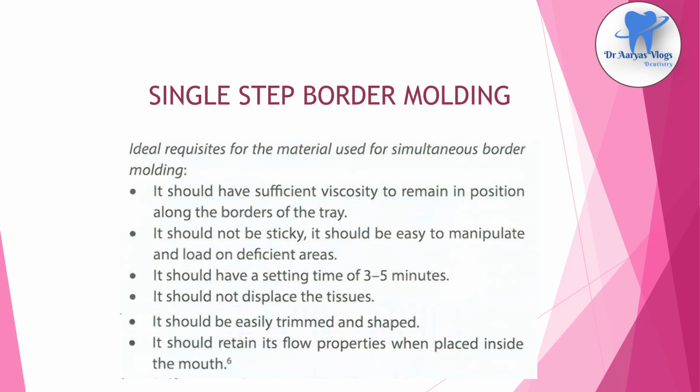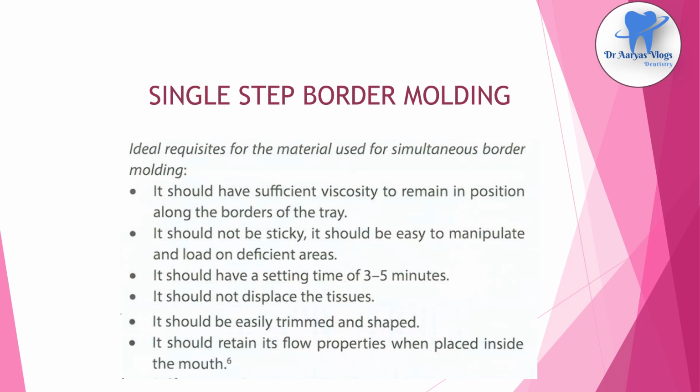So what about the single step border molding? It is actually using polyether impression material or putty material or a heavy body material. It is a procedure where the entire periphery of the tray is refined in a single step. So there is only a single step, so it is known as single step border molding. The ideal material of choice is the polyether impression material, so it fulfills all the requisites.